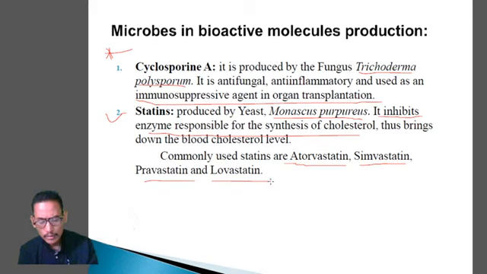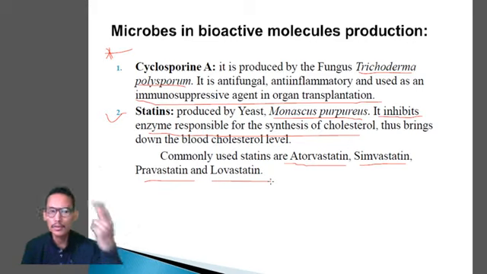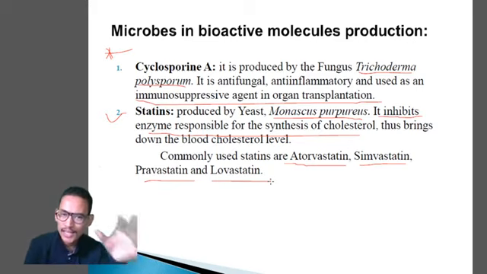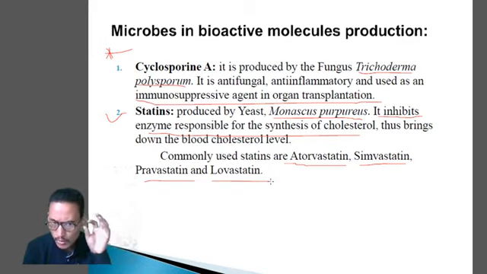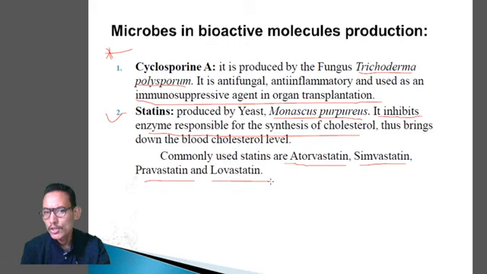Then we learned about the role of microbes in the production of organic acids like acetic acid, citric acid, lactic acid, butyric acid, and gluconic acid. We learned the role of microbes in the production of enzymes like protease, lipase, pectinase, and streptokinase. Then we learned the production of bioactive molecules from microbes: cyclosporin A, obtained from Trichoderma polysporum, which is an important immunosuppressive agent, and statins obtained from the yeast Monascus purpureus, which is responsible for lowering the blood cholesterol level.